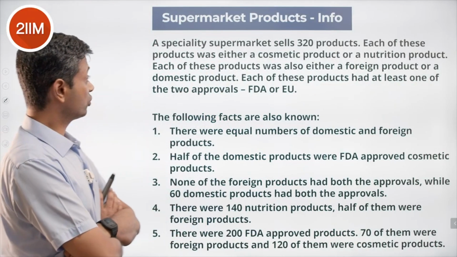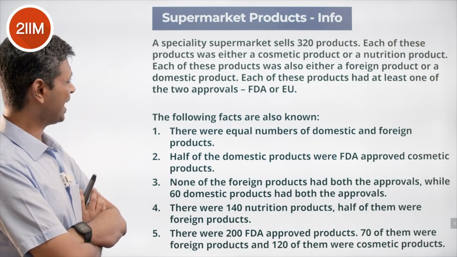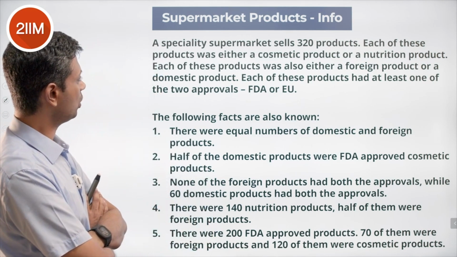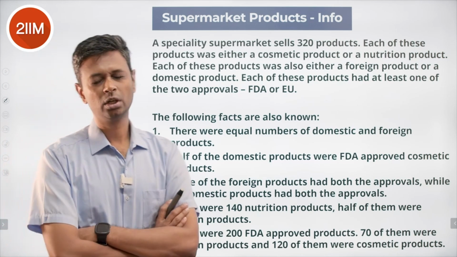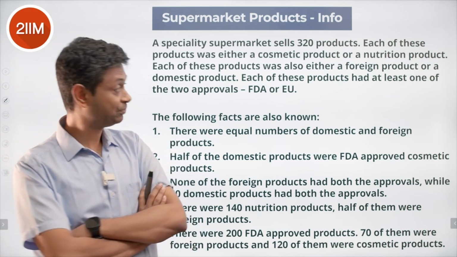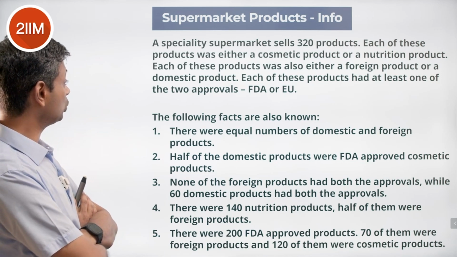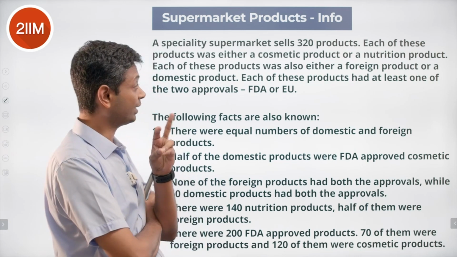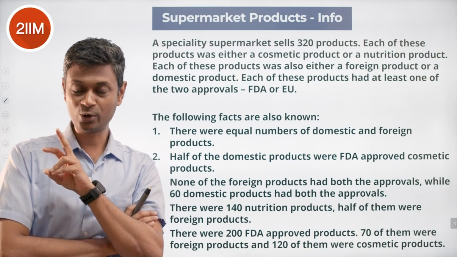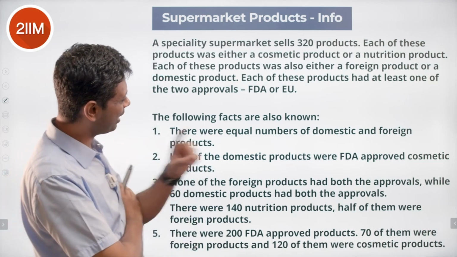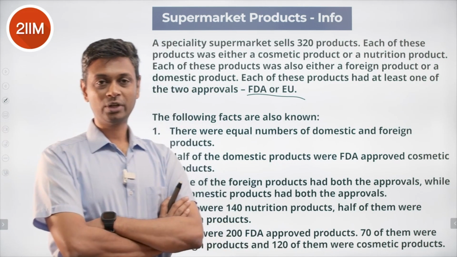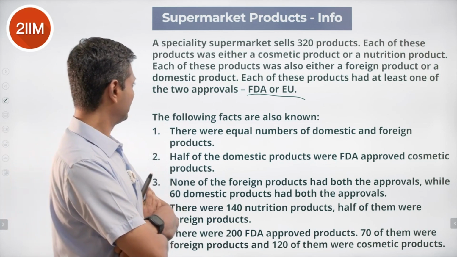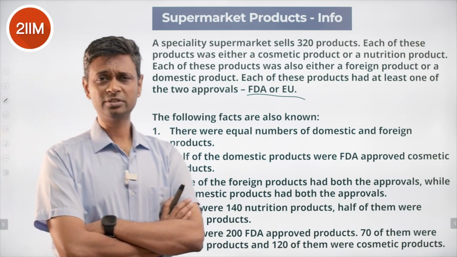A specialty supermarket sells 320 products. Each of these products was either a cosmetic product or a nutrition product. Each of these products was also either a foreign product or a domestic product. When 2 types of classifications come, I start getting tired. Each of these products had at least one of the 2 approvals, FDA or EU. 3 types of classification: foreign or domestic, cosmetic or nutrition, and approvals. Thankfully, there's no overlap between cosmetic and nutrition, no overlap between foreign and domestic. But there is an overlap between approval with FDA or EU. You could have FDA approval alone, EU approval alone, or both approvals. Nice. So 320 products broken in three different ways.